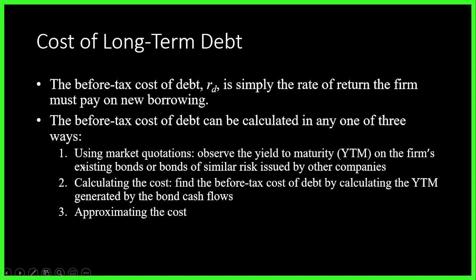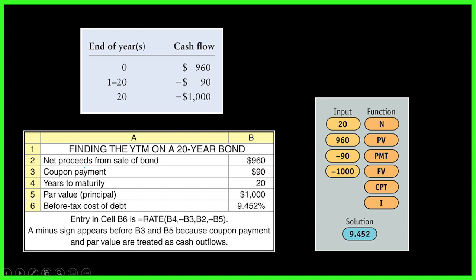Okay, you can use the market quotations. Observe the yield to maturity on the firm's existing bonds or bonds of similar risk issued by other companies. Okay, so that's one. Now, if you don't have that, you can compute for the cost. You find the before tax cost of debt by calculating the YTM generated by the bond cash flows, or you can also approximate the cost.